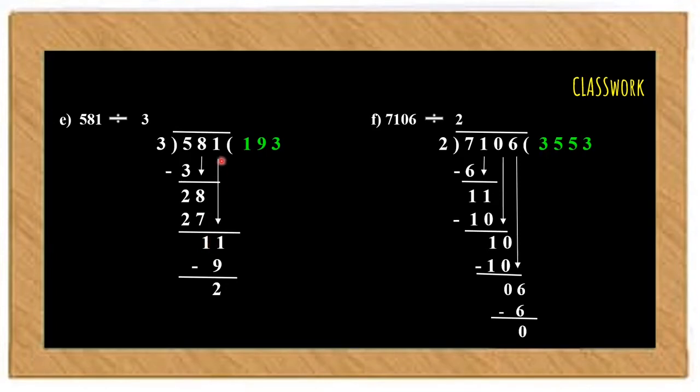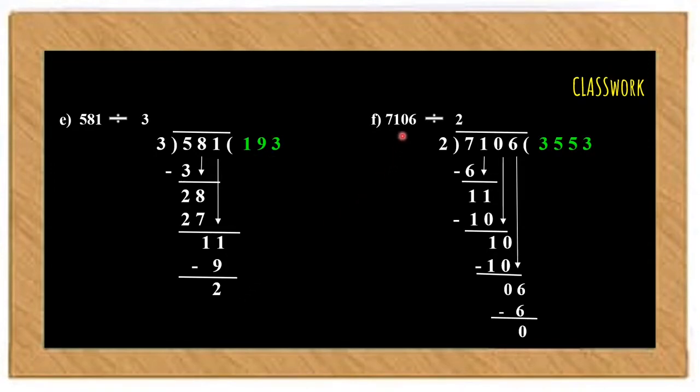We bring down the last digit of our dividend down to obtain the new dividend, which is 11. 3 multiplied by 3 gives us 9, which is a number just smaller than 11 in the table of 3. When we subtract 11 and 9, we get 2 as a remainder. So children, in this, our final quotient is 193, while our remainder is 2.